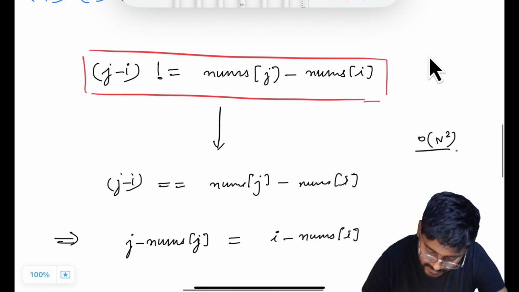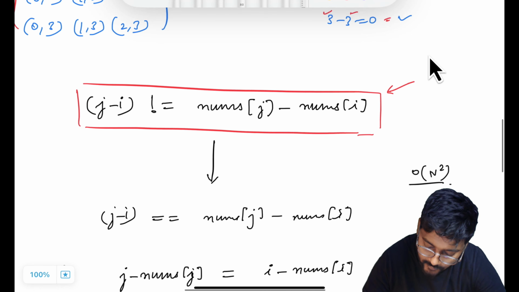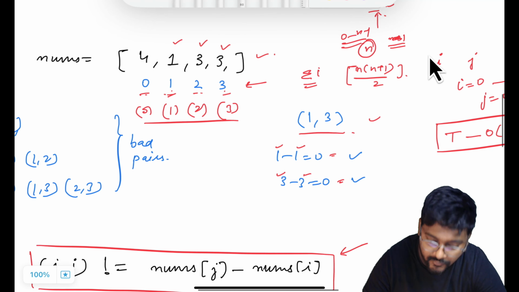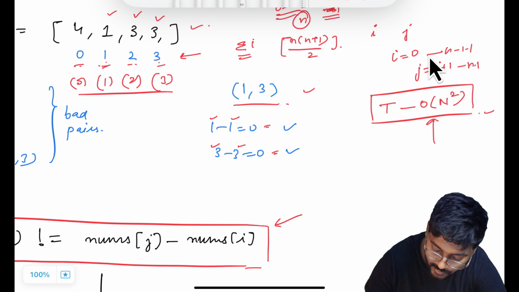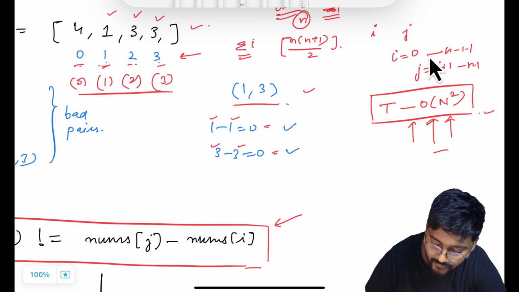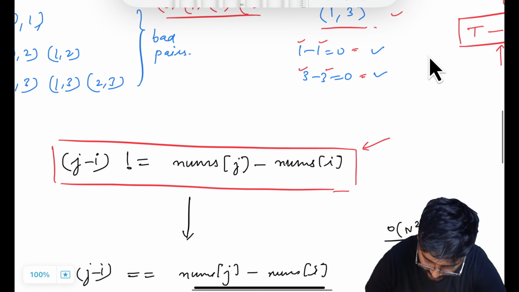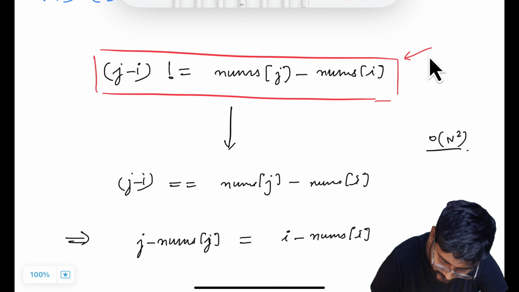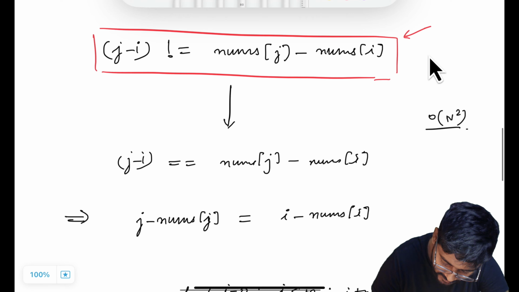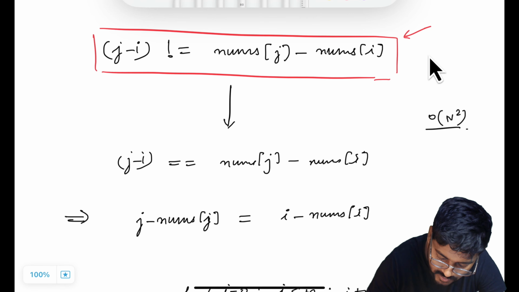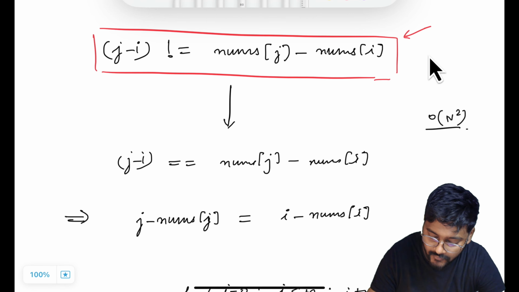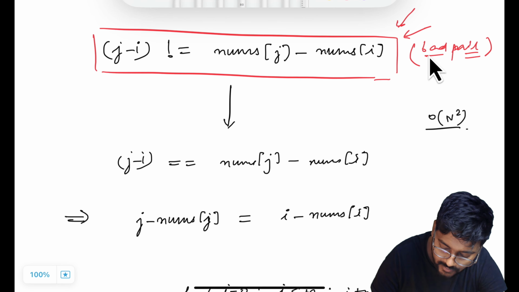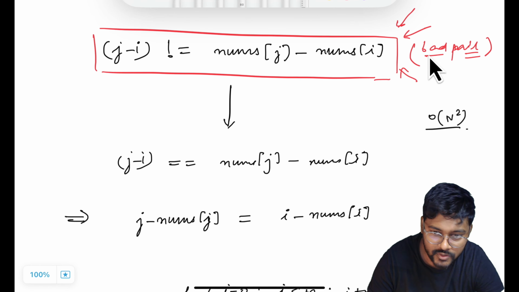Now this is the condition, and if you want to know this condition directly, I don't see any other way than checking all the possibilities, and checking all the possibilities leads to order of n square time. So we need to do something better. If we further analyze this equation, it is something like j minus i is not equal to nums of j minus nums of i. This is for a bad pair, and this equation we can only get by checking all the possibilities.